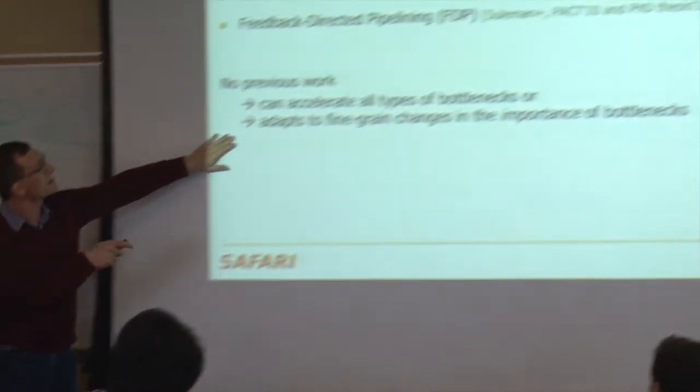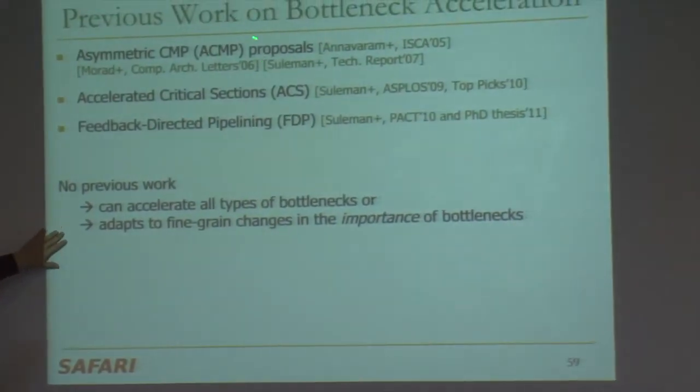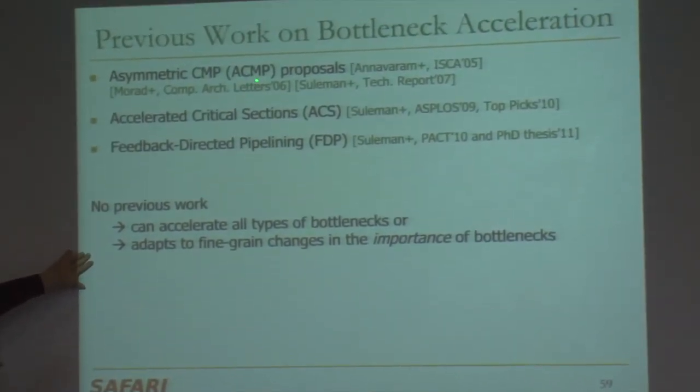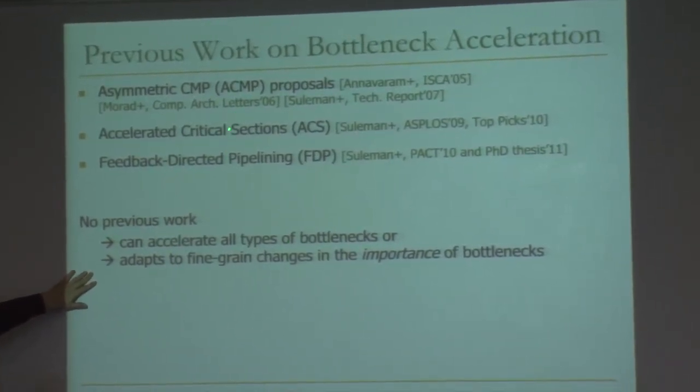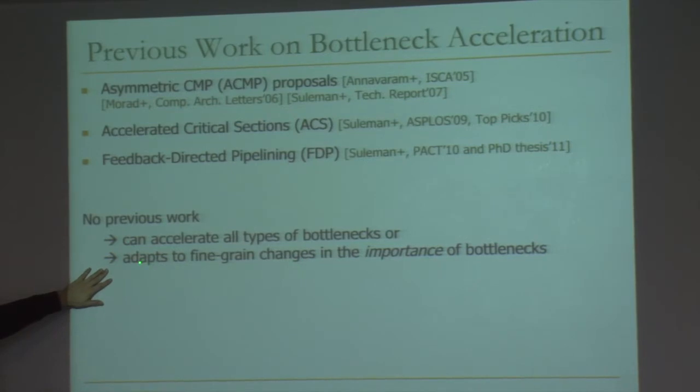So basically, none of these works accelerated critical. Well, these are what we've discussed. It's asymmetric multicore and accelerated critical sections. None of these works can accelerate all types of bottlenecks. None of these can adapt to fine-grained changes in the importance of bottlenecks.